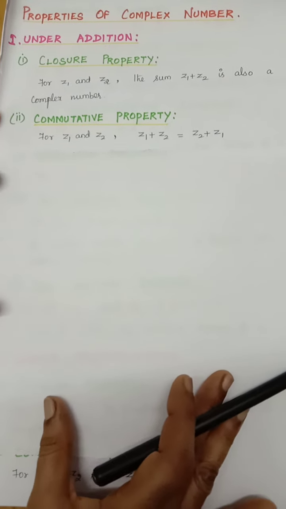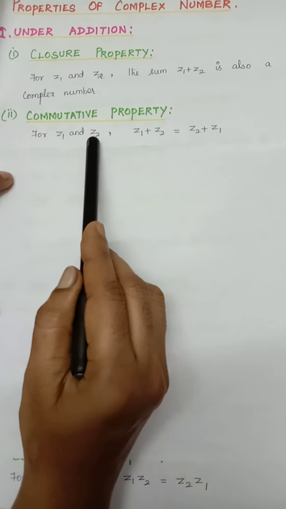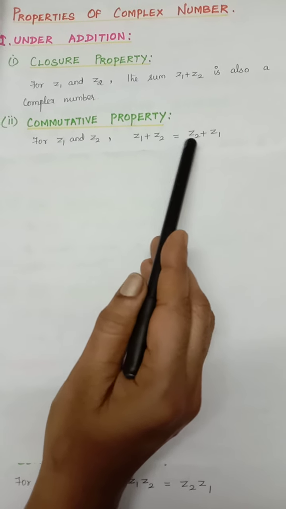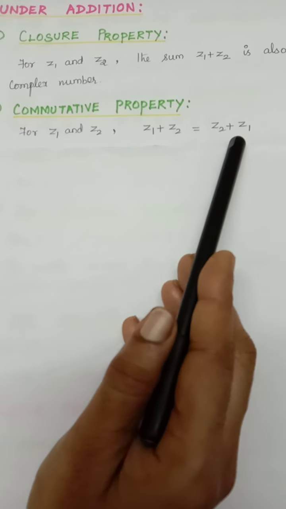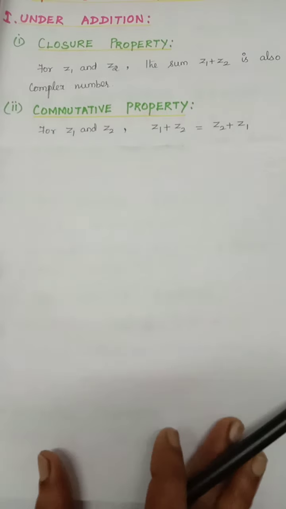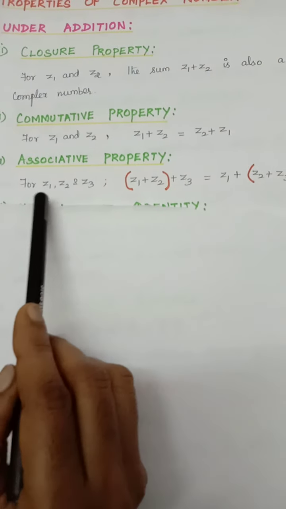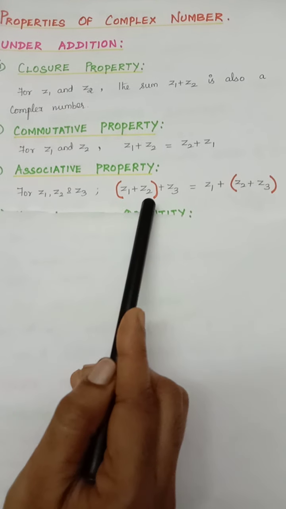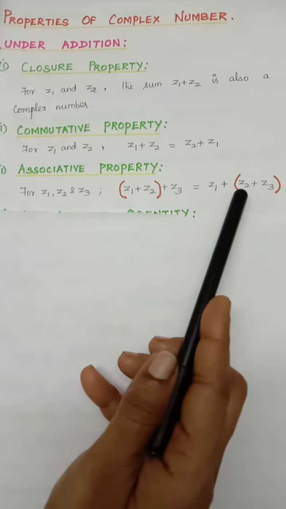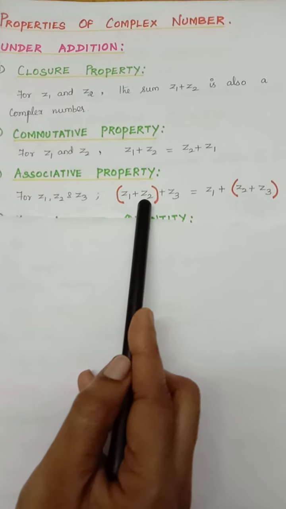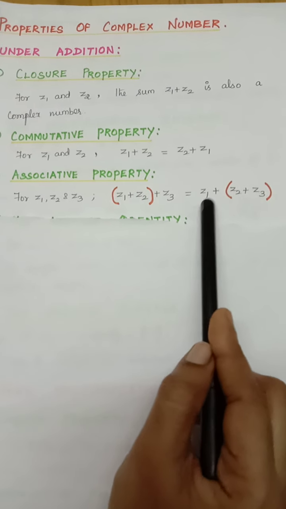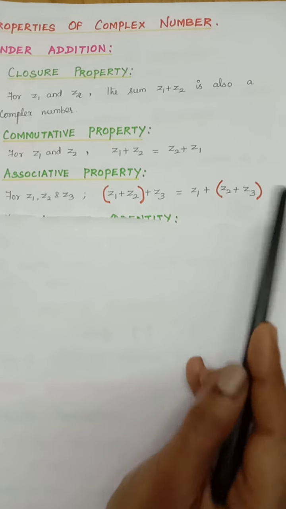Next one, commutative. For z1 and z2, the commutative property is z1 plus z2 can be written as z2 plus z1. The next one, associative property. For three complex numbers z1, z2 and z3, you can associate them like this: z1 plus z2 plus z3, which is equal to z1 plus z2 plus z3.